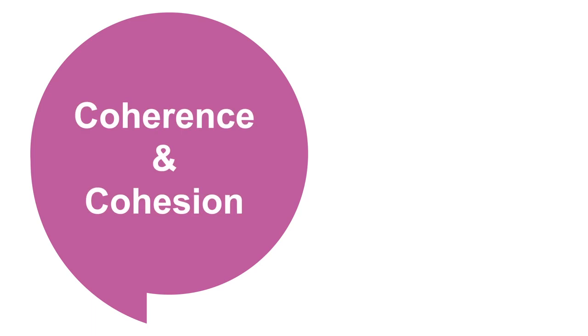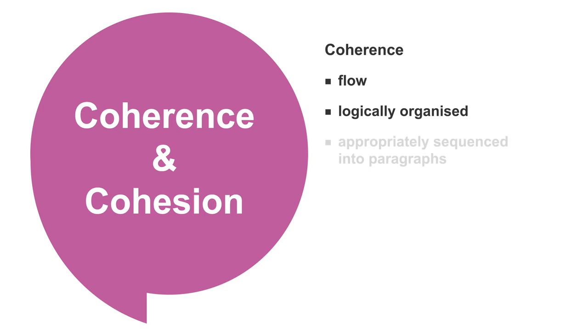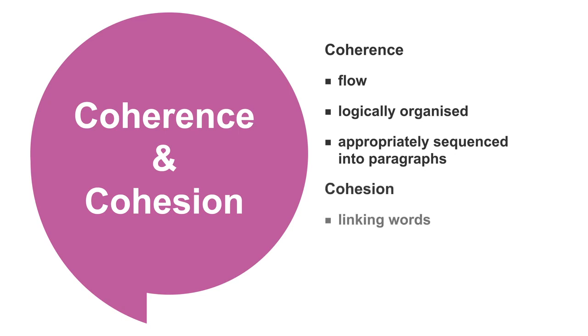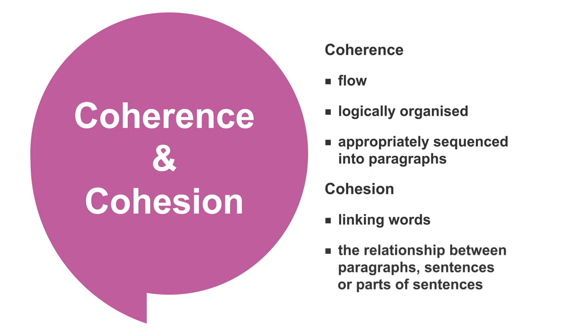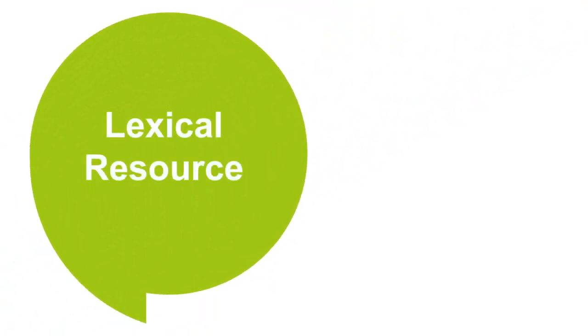The next criteria is coherence and cohesion. Coherence refers to the flow of your writing. It's important that your ideas are logically organized and appropriately sequenced into paragraphs so that they are easy to follow. Cohesion assesses whether you have used appropriate linking words to connect ideas and show the relationship between paragraphs, sentences, or parts of sentences. Next is lexical resource.